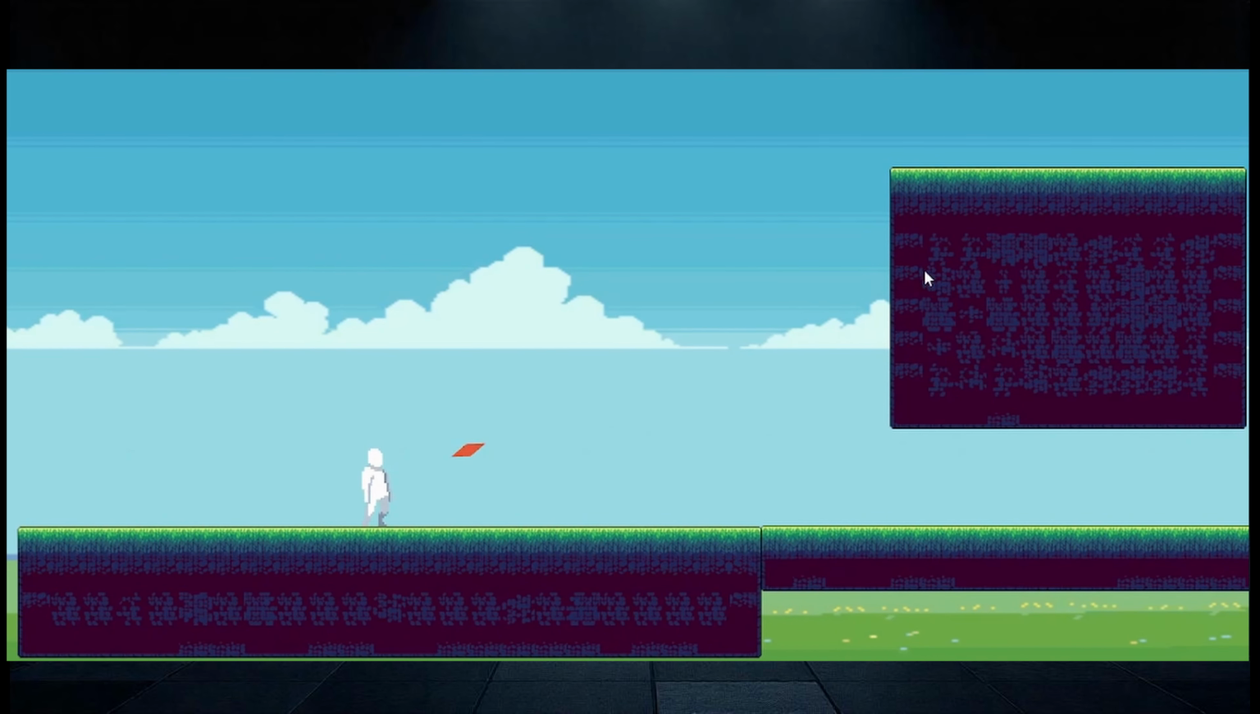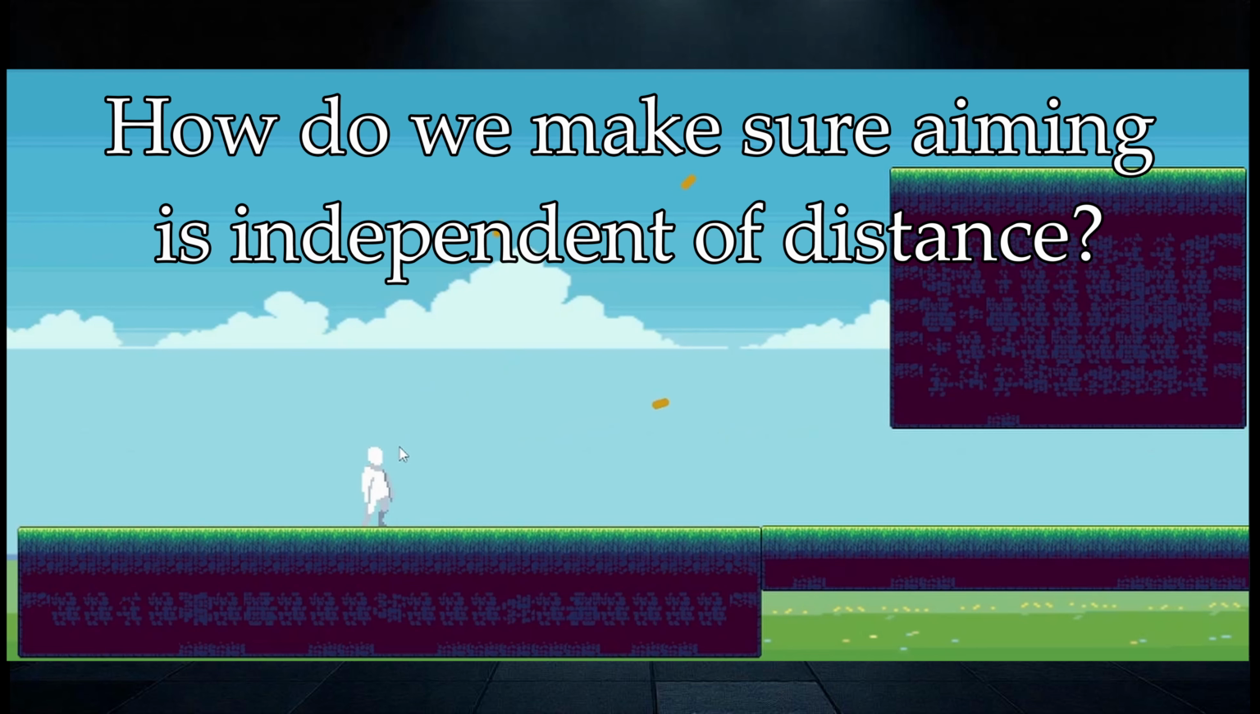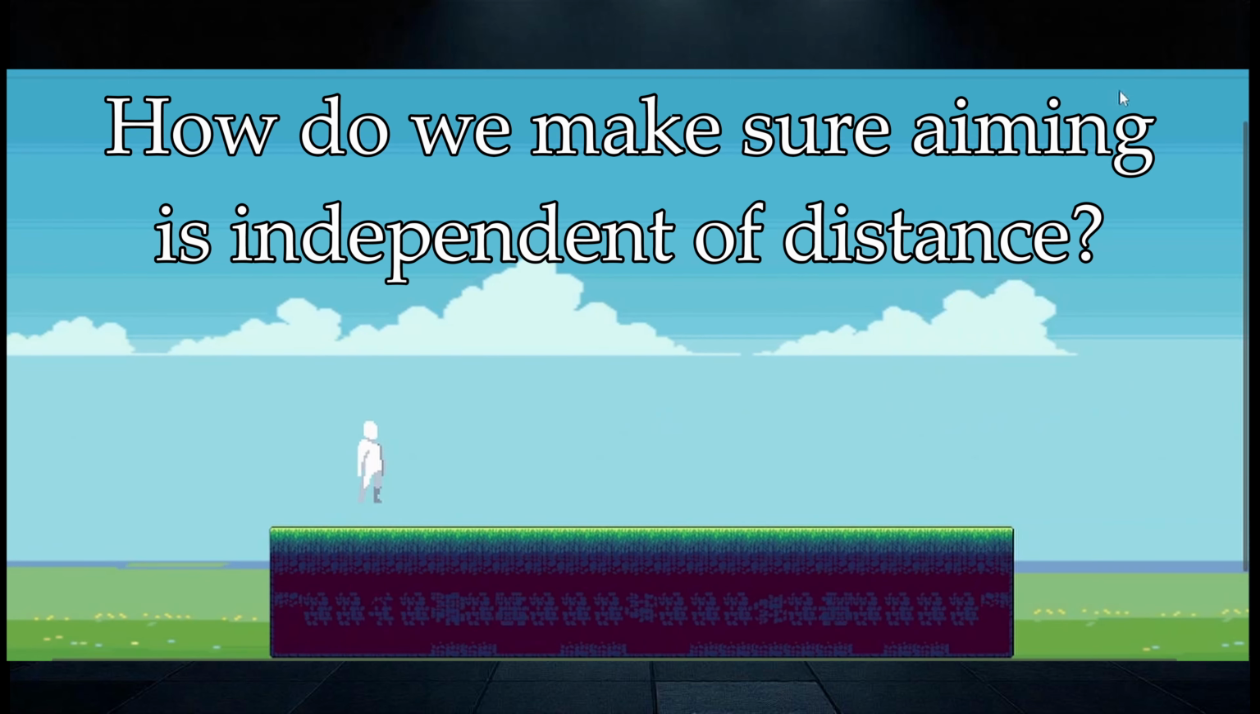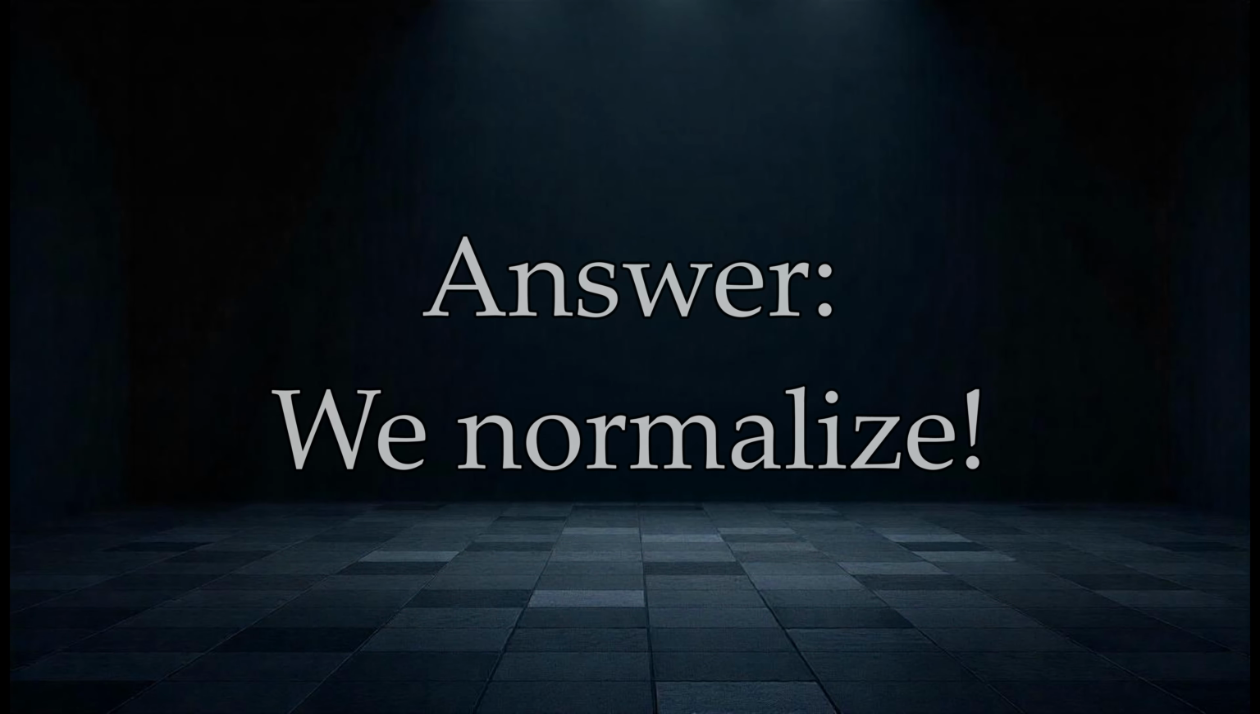That is because, as I said before, the calculated relative vector also has magnitude in it, which tells us how far the objects are. But the only thing we want from this vector is the direction. So how do we make sure that the aim function gives us only the direction and is independent of the distance between the target and the player? Answer: we normalize the result.